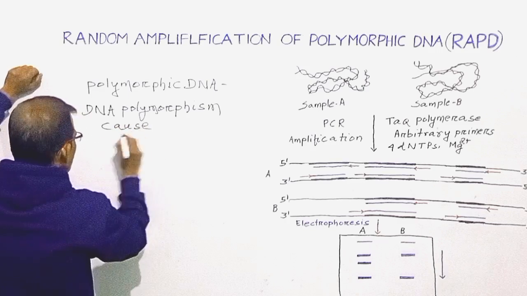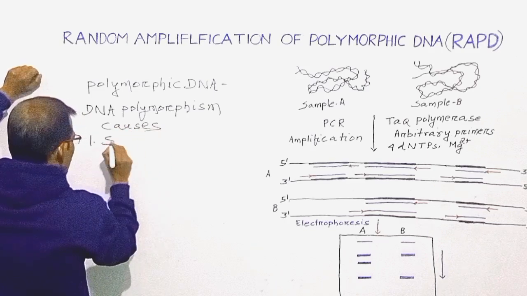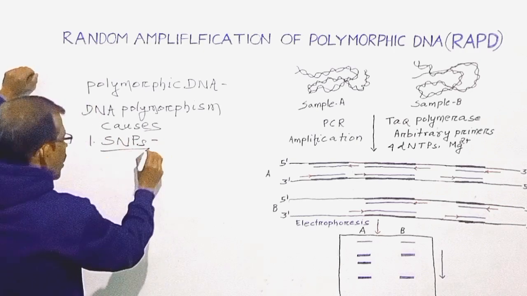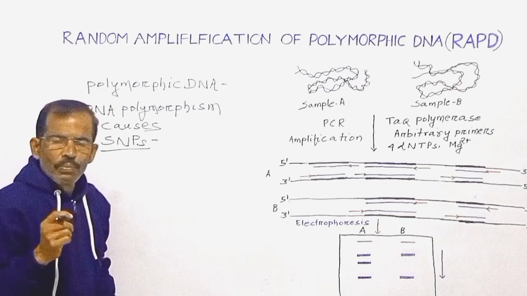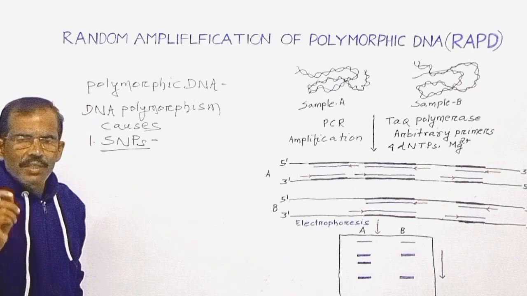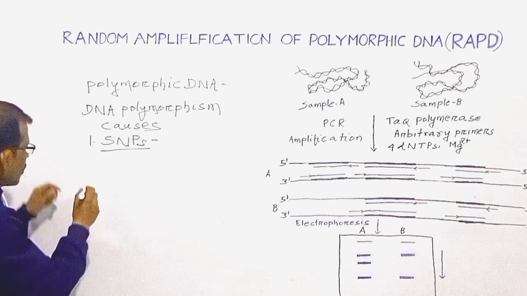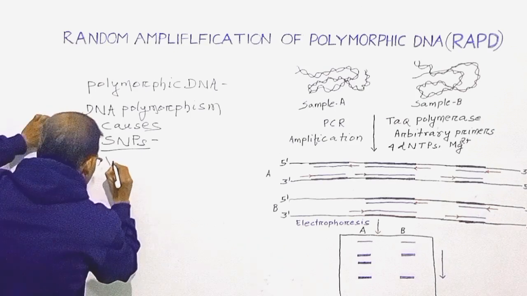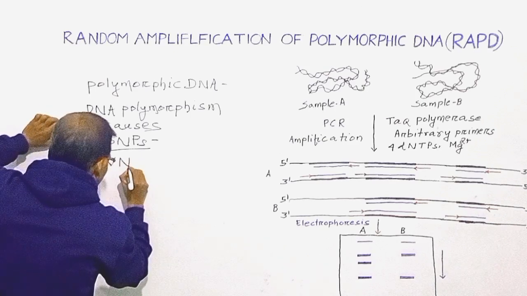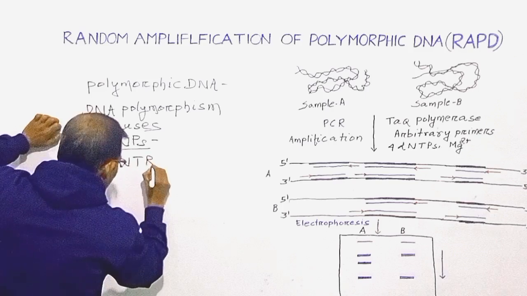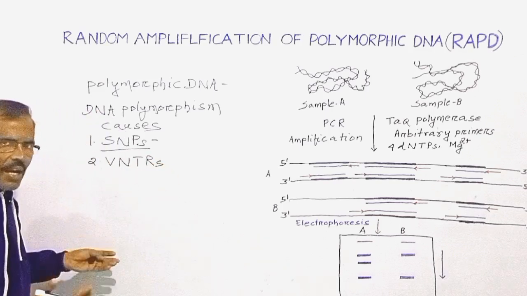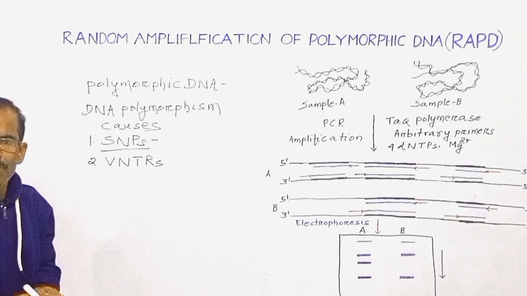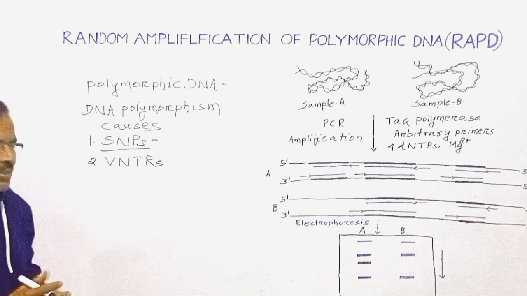First one is single nucleotide polymorphism, SNPs. In this, one nucleotide pair of the genome is substituted by a different nucleotide pair. Number two, genetic variation also arises because of the presence of variable number of tandem repeats. Different individuals have different numbers of repetitive DNA sequences. As a result, DNA polymorphism arises.